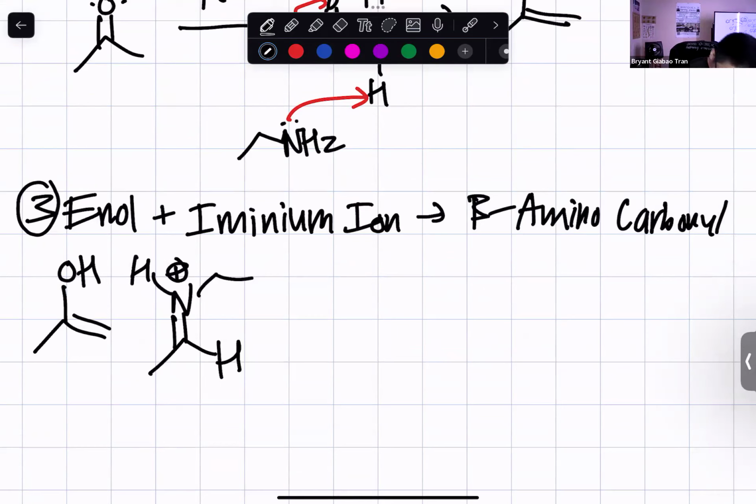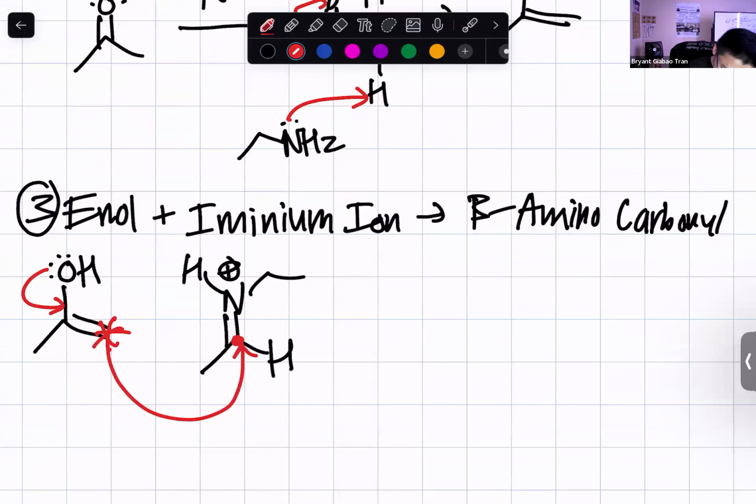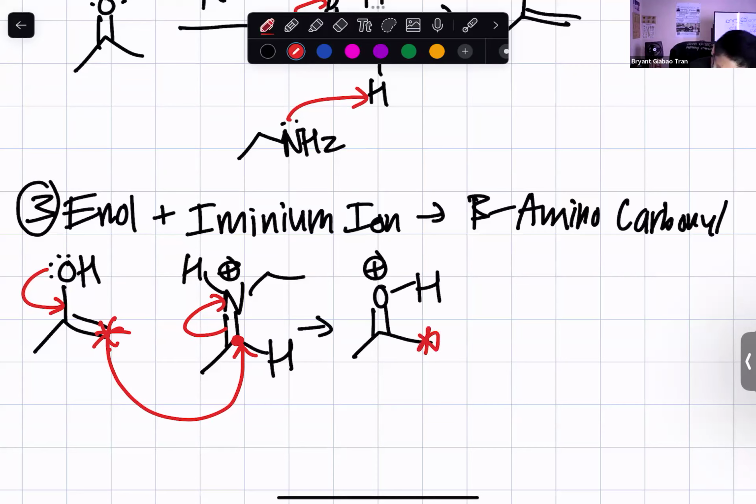Right. My nucleophile is going to be the alpha carbon of the enol, the star here. My electrophile is going to be the iminium carbon, that dot right there. So I'm going to reform the carbonyl between the carbon and oxygen, have my star attack the dot, pop the double bond onto the nitrogen, and connect those two together. Right, this oxygen bonded to hydrogen, positive charge, star, new bond between star and dot.